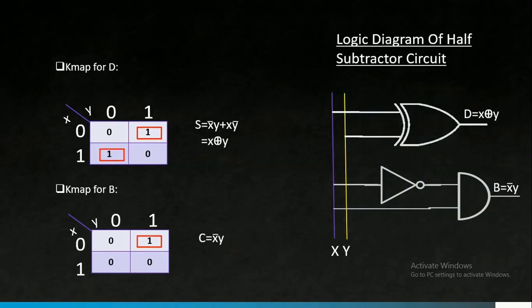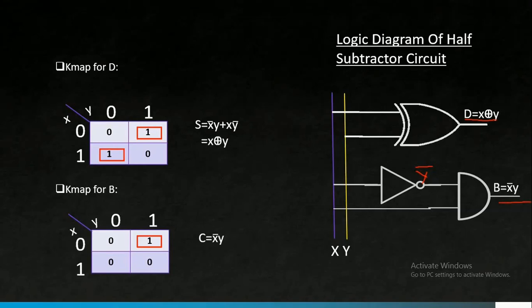So here is the logical diagram of the half subtractor circuit on the basis of the K-map. For the XOR gate, we have taken two inputs x and y, and from those we have drawn an XOR gate which gives the result D equals x XOR y. And second, we first complemented the x value. You can see here we have complemented the value of x, and then we combined it with the help of an AND gate, and we got our result as B equals x complement AND y. So this was our half subtractor, its K-map and its logical diagram.